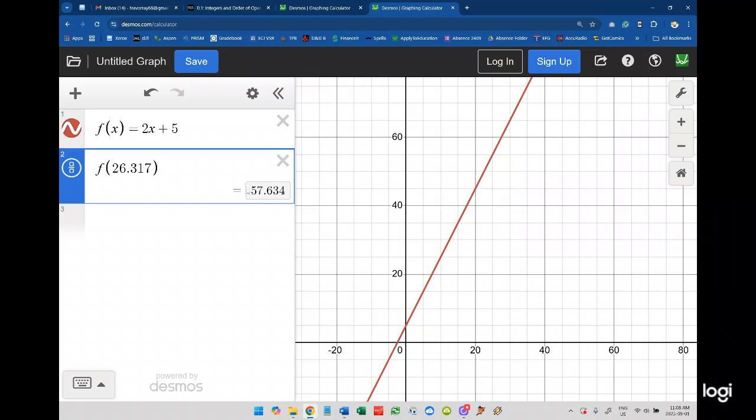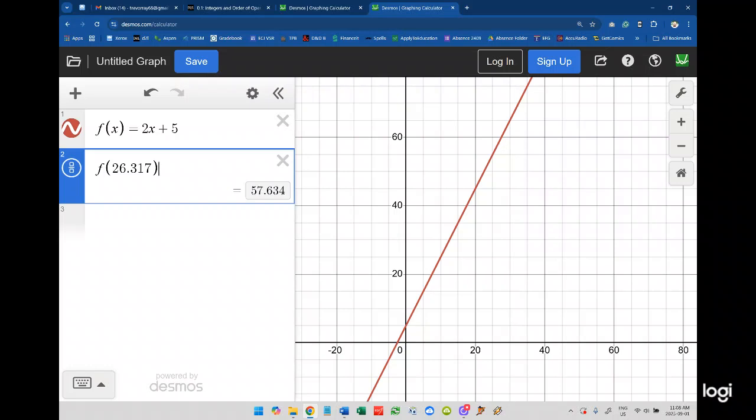So I will say that you are allowed to do this on tests if you want to figure out what stuff is, instead of manually using 2 times 26.317 with your calculator. If you understand this and you're comfortable using it, you're welcome to. This is just essentially a calculator telling you double the value and add 5. And honestly, taking your calculator out and hitting 26.317 times 2 and adding 5 is pretty easy.